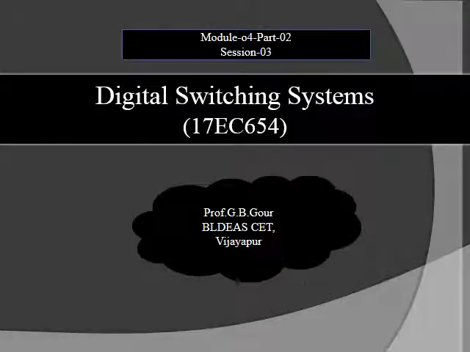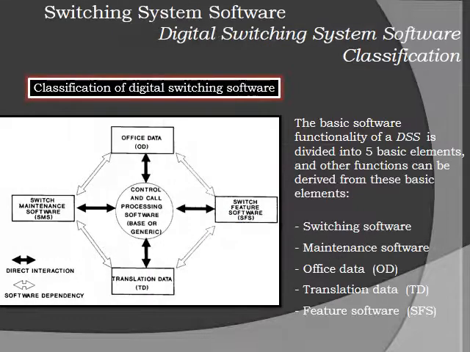Welcome to session 3, module 4, part 2 of Digital Switching Systems. So far we discussed the DSS software architecture at the three important levels of control. Next we'll go ahead with the discussion of DSS software classification.